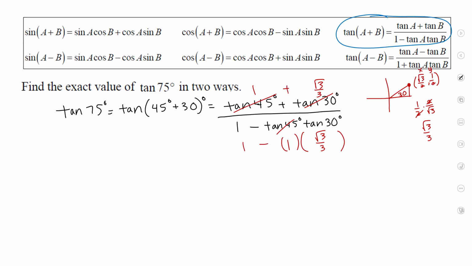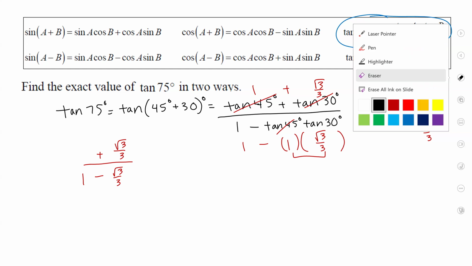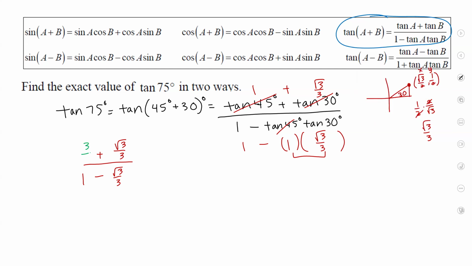So this is what it becomes. It becomes 1 plus the square root of 3 over 3 over 1 minus, and then 1 times anything is just itself. Now, I do not want fractions within a fraction. So what I'm going to do is, for the numerator, I'm going to get the same denominator. I'm going to change this 1 to a 3 over 3. And I'm going to change this 1 to 3 over 3. So this becomes 3 plus the square root of 3 and keep the denominator the same. Down here, I'm going to get 3 minus the square root of 3 and keep the denominator the same.